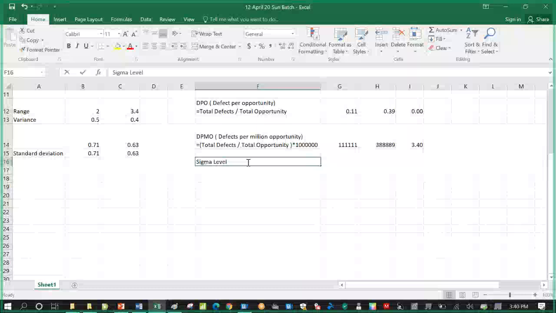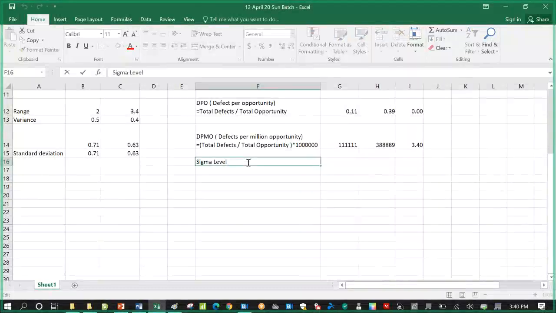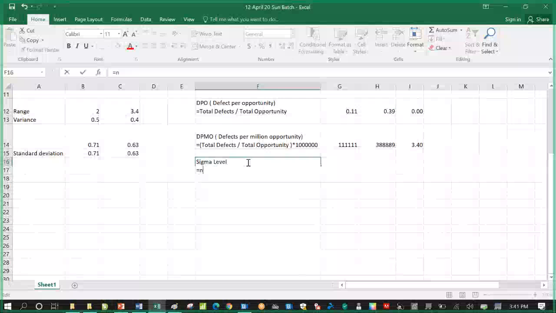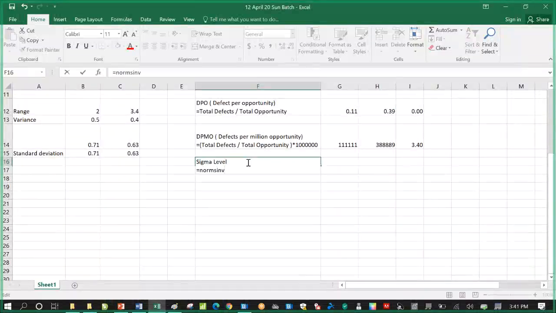Sigma level is, we'll put a formula like equal to NORM.S.INV. This is the last calculation. After that, we are done. NORM.S.INV equal to 1 minus defect divided by opportunity plus 1.5.